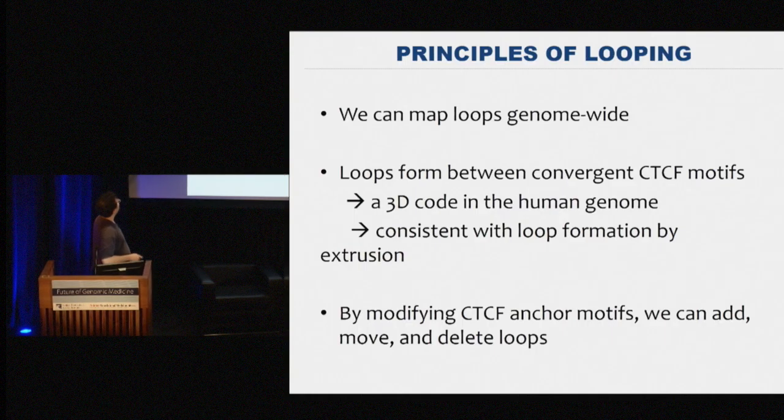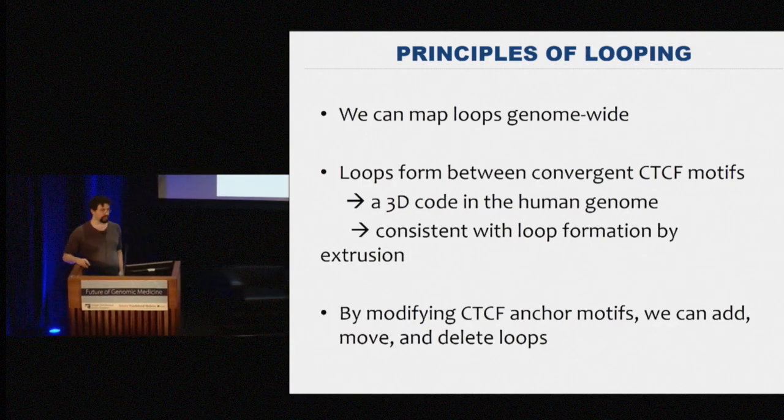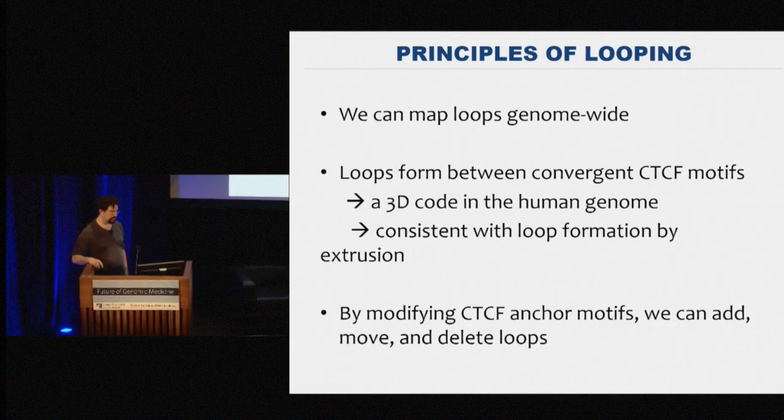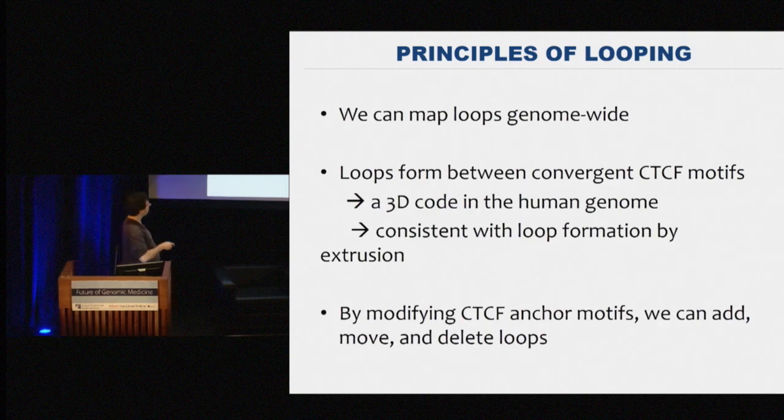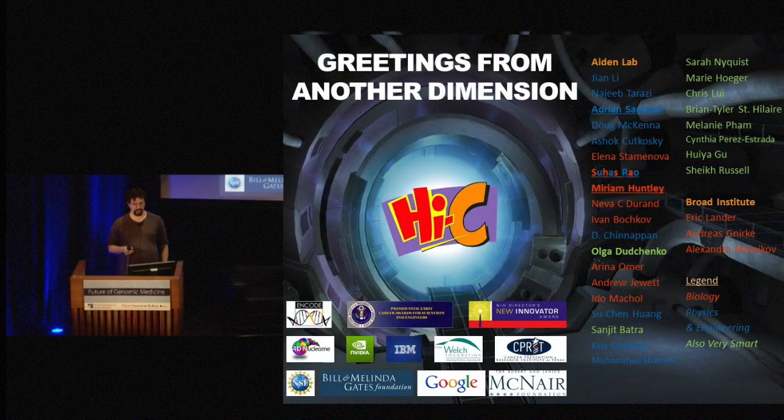So in conclusion, we can now map the loops genome-wide. They tend to form between convergent CTCF motifs. It's like a 3D code in the human genome. The data is consistent with loop formation by extrusion, although there's almost no data for that. The data for that is improving, though. And by modifying CTCF anchor motifs, we can actually add, move, and delete loops at will.